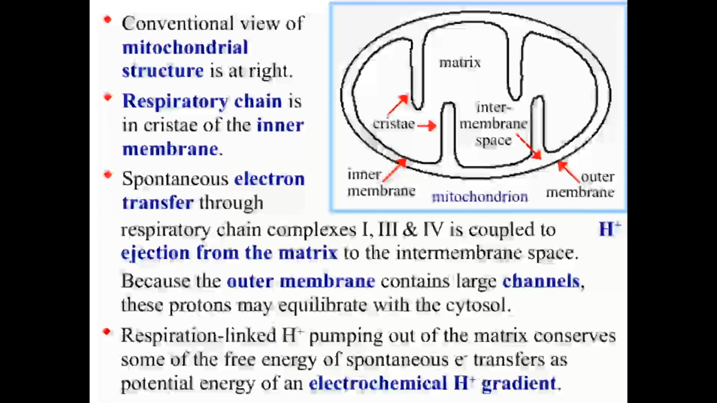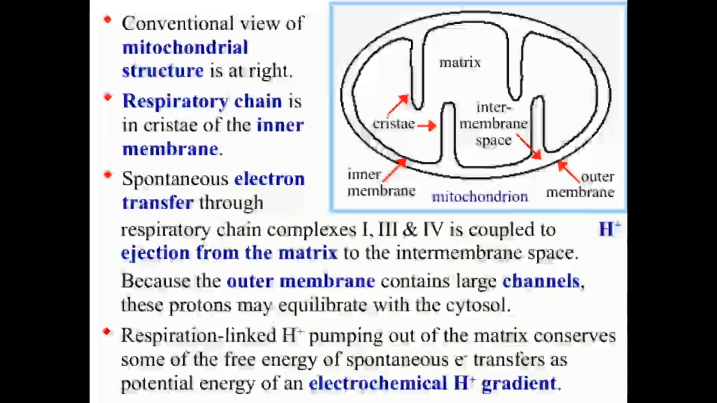The respiratory chain is localized specifically in the cristae of the inner membrane. These folds increase the surface area, providing more space for these complexes to work efficiently. The key point here is that the spontaneous transfer of electrons through these complexes is linked to H+ pumping.